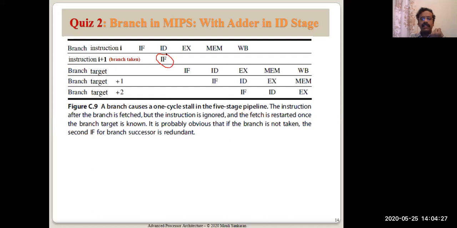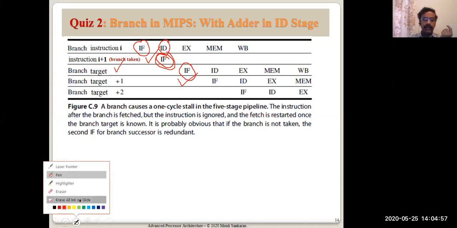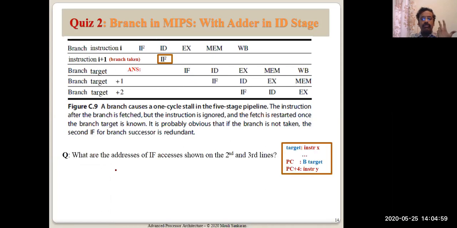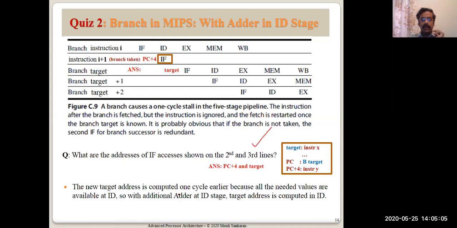What is the address it is fetching? If suppose PC is the address this is fetching, this will be PC plus 4. Now we are computing the new address in the ID stage itself. That means the new target address is accessed during the next cycle. So this will access PC plus 4 and this will access the target address, whatever branch it is going to. It is shown already. There is nothing great about it. So PC plus 4 and target.